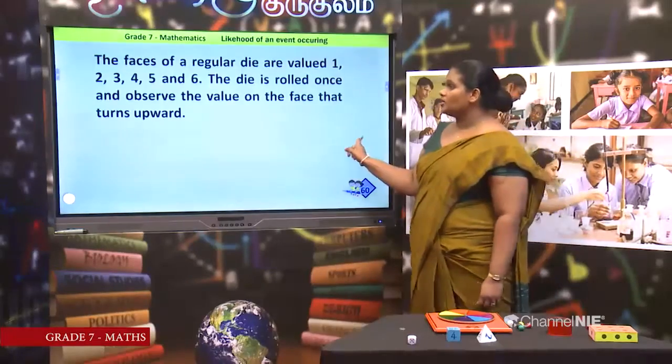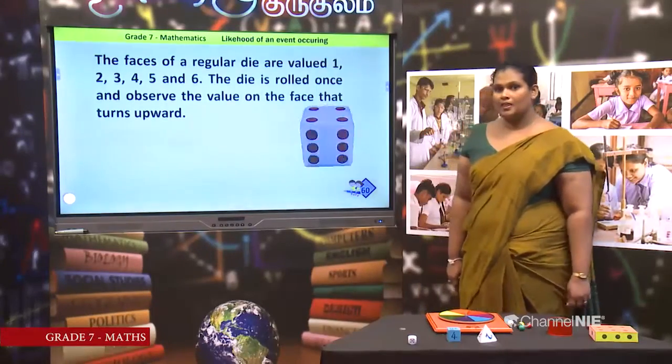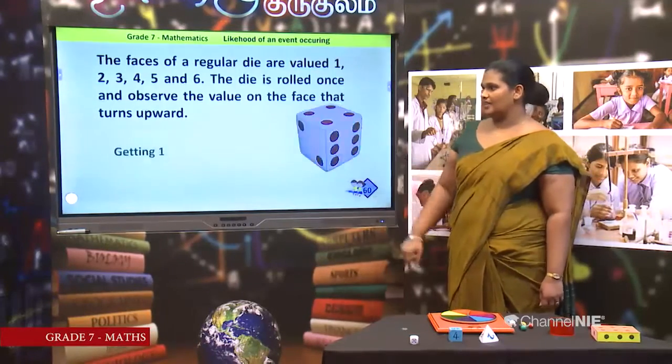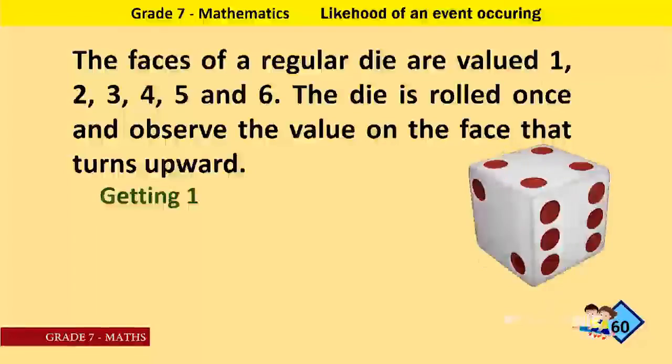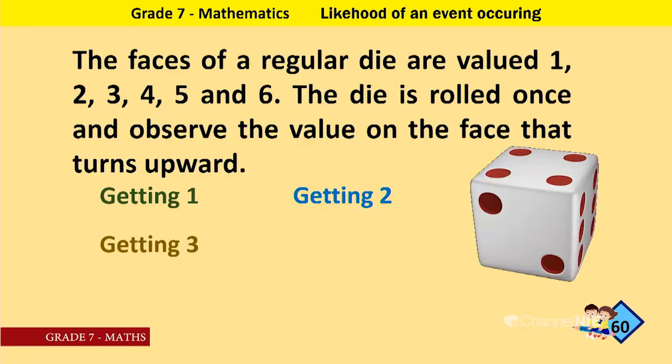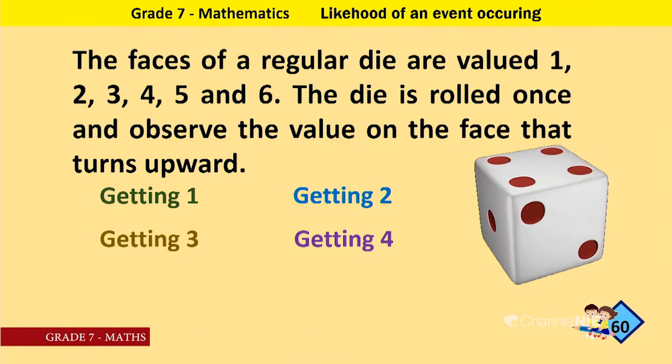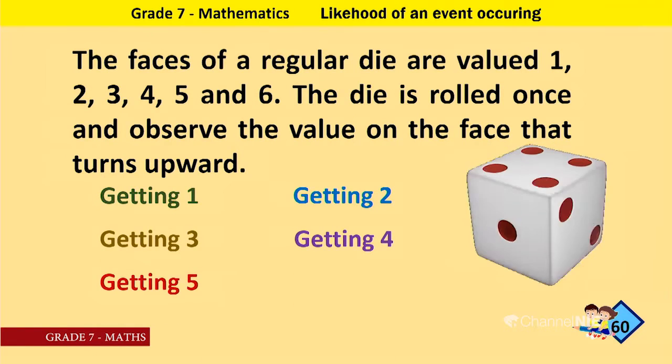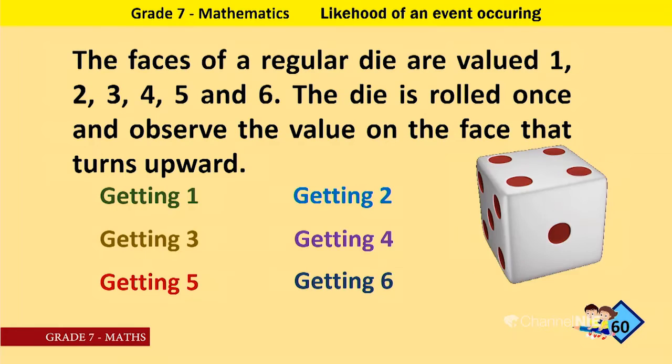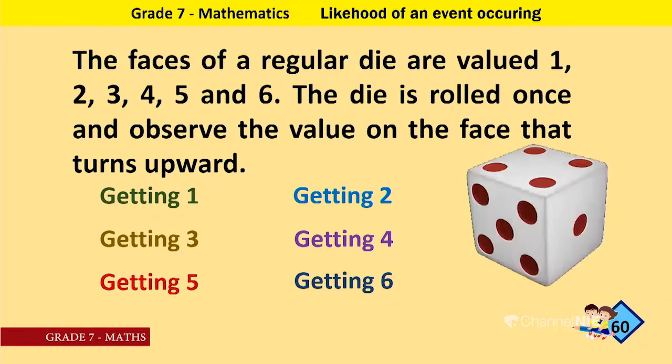Right. If I roll this, what would happen? I might obtain 1 or 2 or 3 or 4 or 5 or else I might get 6. So, these are the outcomes.